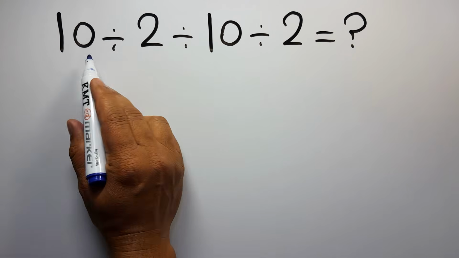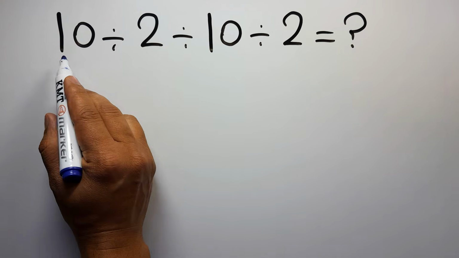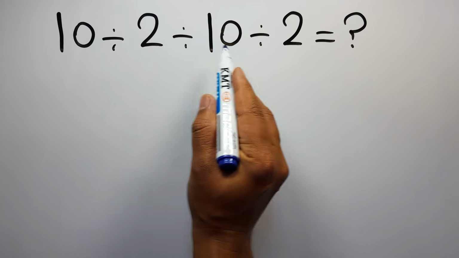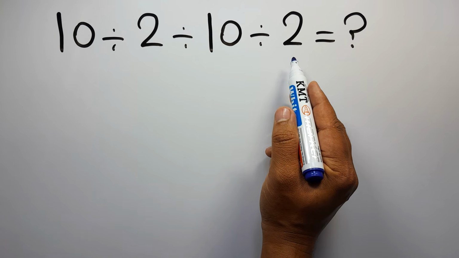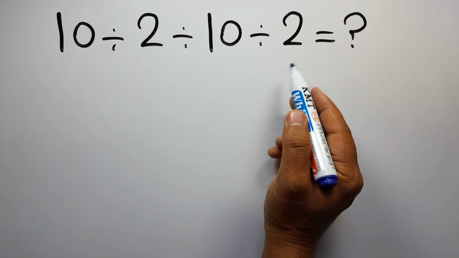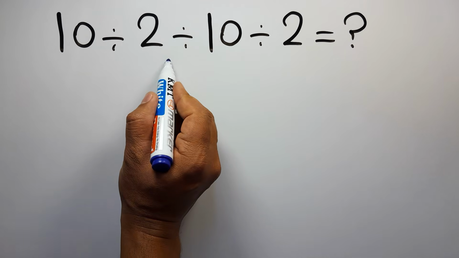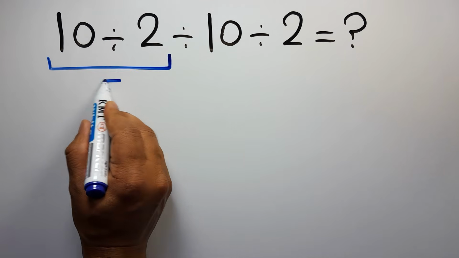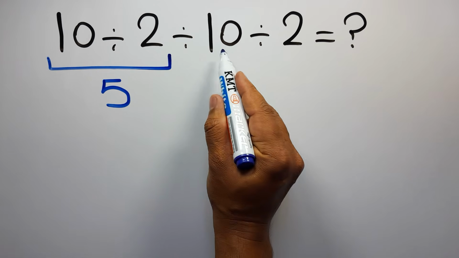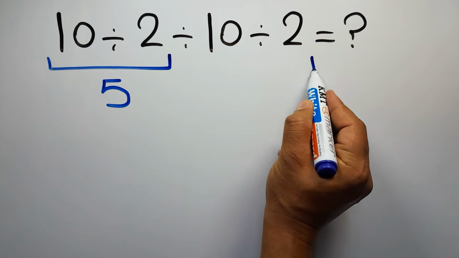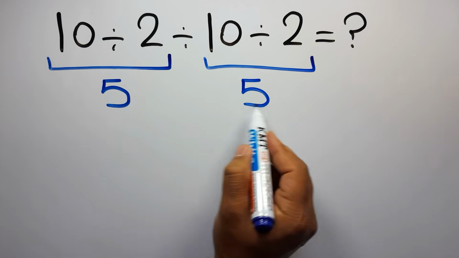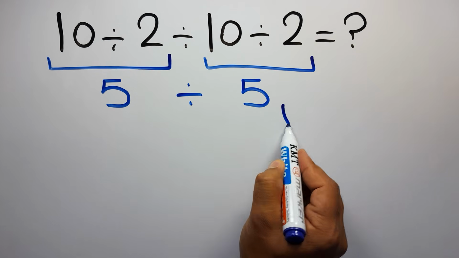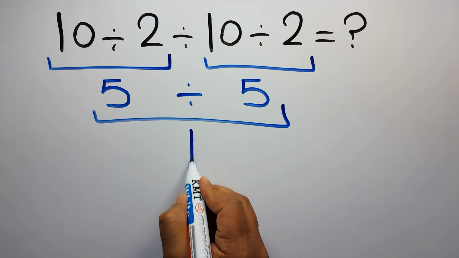In this video, we want to find the value of this expression: 10 divided by 2 divided by 10 and again divided by 2. Are you ready to solve? Let's go ahead and get started. 10 divided by 2 gives us 5. And again here we have 10 divided by 2. So 5 divided by 5 is just 1.